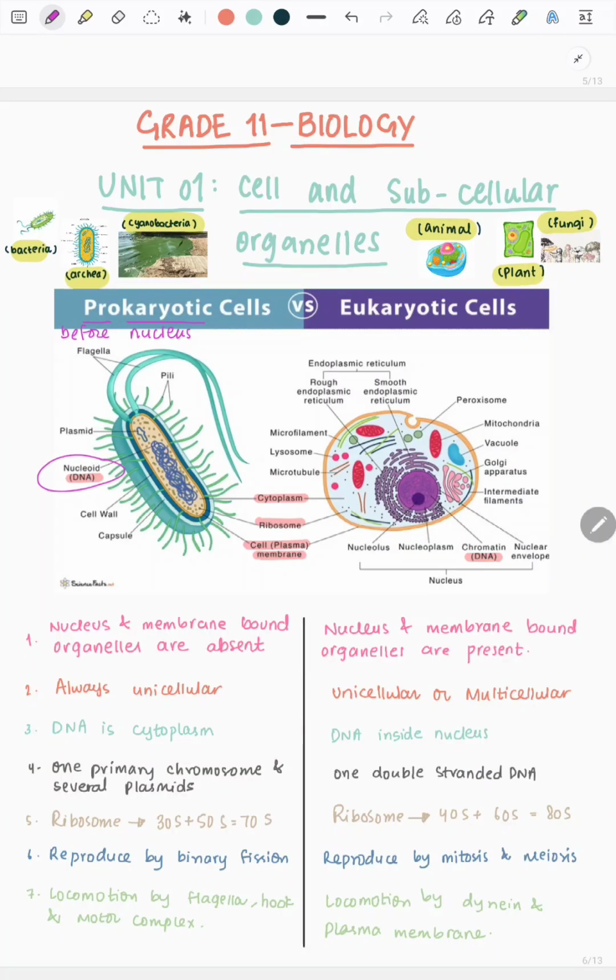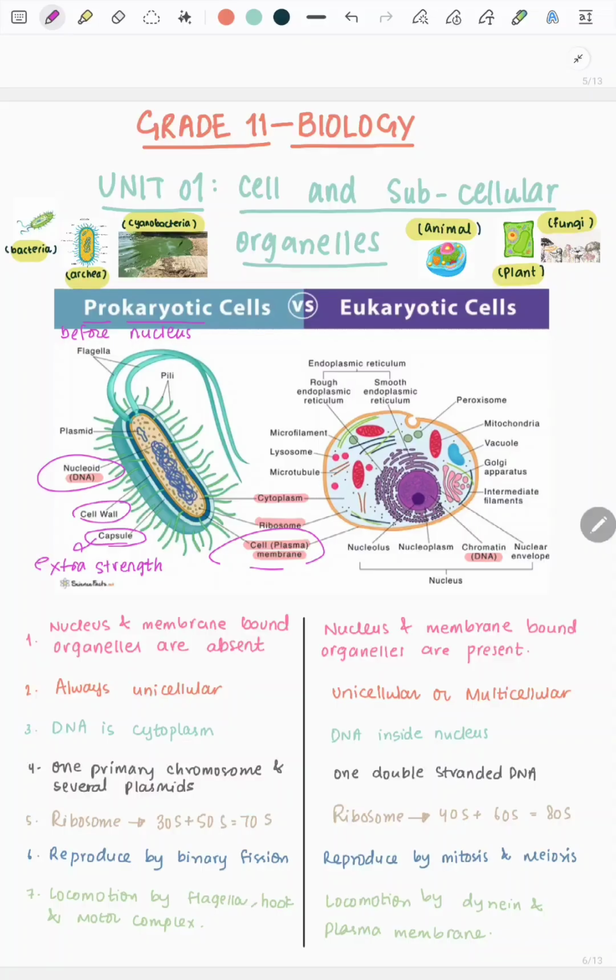They have an outer wall called the cell membrane and a cell wall. The cell wall is covered with an external covering called the capsule. This capsule provides extra strength to the prokaryotic cell. That's why these cells can survive in extreme environments like high temperatures, lack of nutrients, etc.